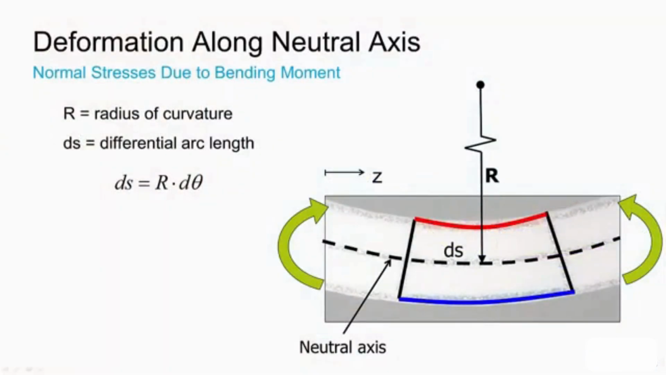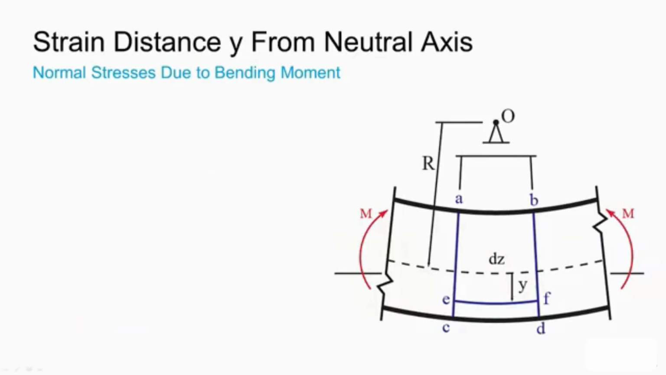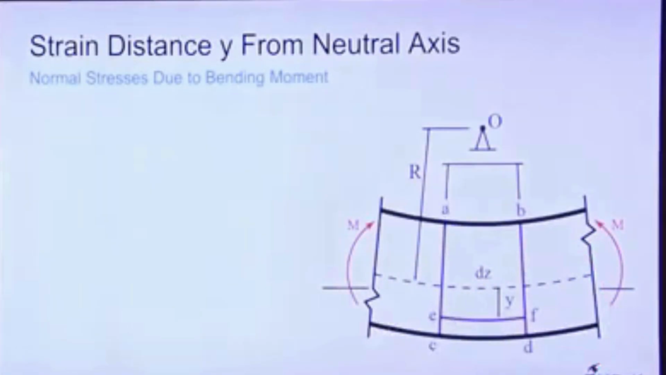Now the convenience of measuring r with respect to the neutral axis is we say that the neutral axis does not deform. So ds in our deformed state is precisely equal to the undeformed length dz. Therefore, we can reduce this formula to 1 over r is equal to d theta over dz. So this is our first equation that we will use to describe the deformation. Next, we're going to look at what's happening at locations other than the neutral axis, because we already know no deformation occurs, no elongation or contraction occurs along the neutral axis.